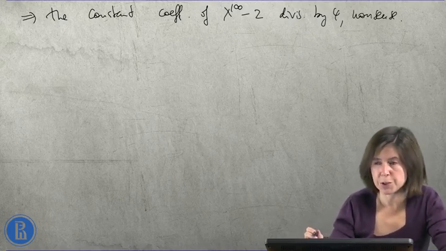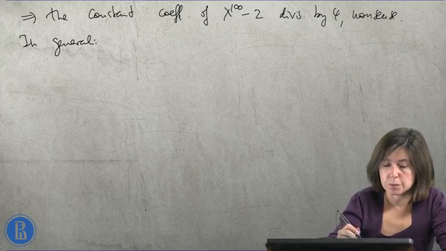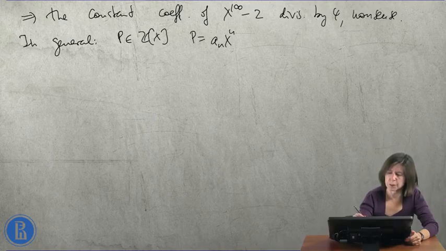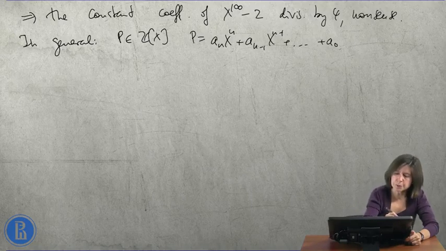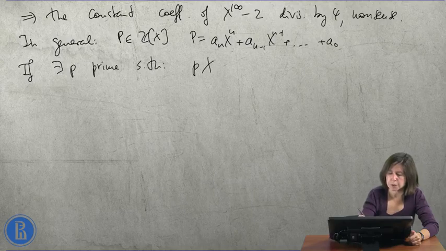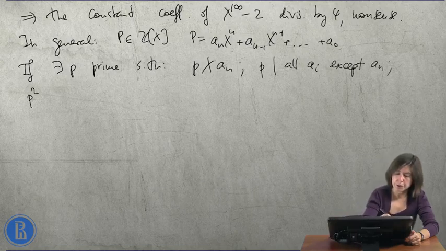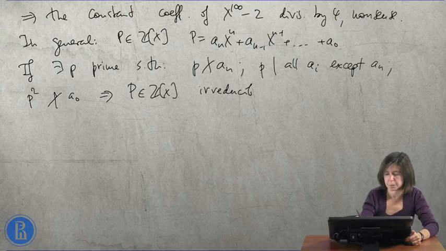So the general formulation of Eisenstein criterion is as follows. In general, if you have a polynomial with integral coefficients, so P is a_n x to the power n plus a_{n-1} x to the power n minus 1 plus and so on plus a_0, and there exists p prime such that p does not divide a_n, p divides all a_i except a_n, and p squared does not divide a_0, then this P is irreducible. And the proof is exactly the same.